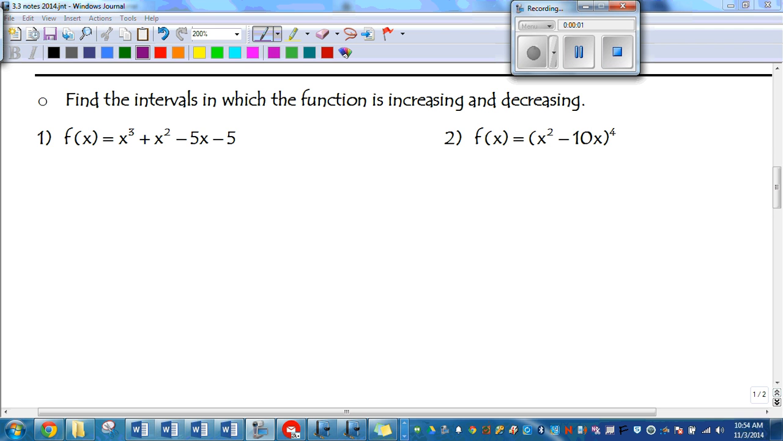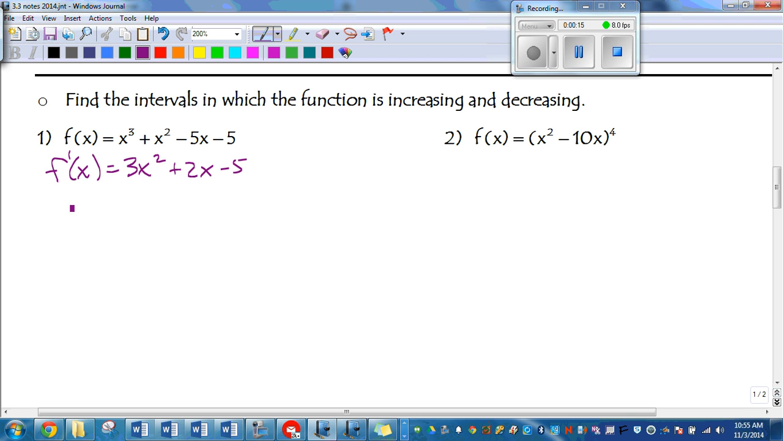So first thing we're going to do is figure out the critical values. And to do that, we need to figure out the derivative of our function. So derivative of f of x, we get 3x squared plus 2x minus 5. So we want to know when that's equal to 0 or when that does not exist.